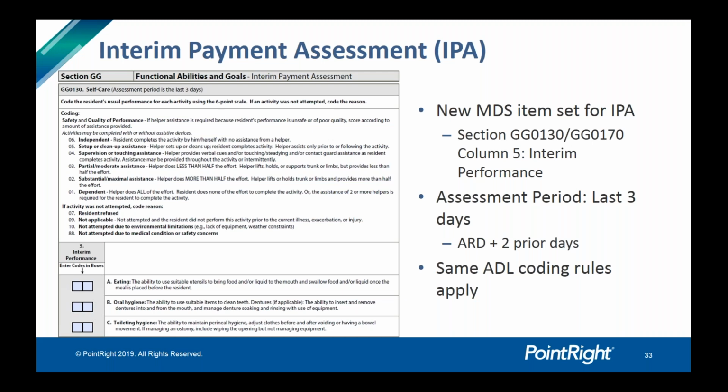And the same coding rules. I mean, it's still all the same items and the same coding rules. It's just put in a different column on the MDS. So you're going to see this different item set in Section GG that will be part of your software system starting October 1st. And you can start triggering those.